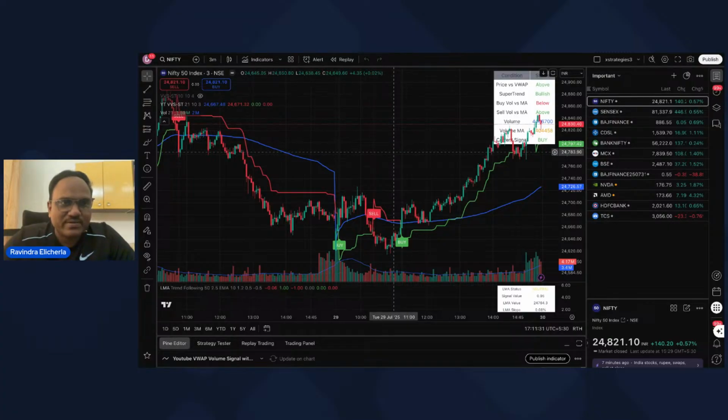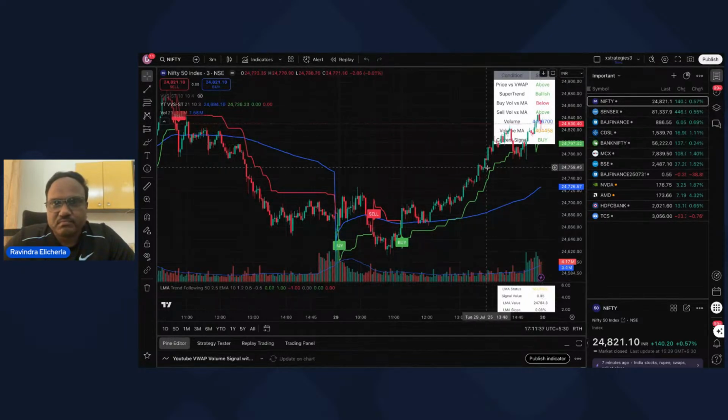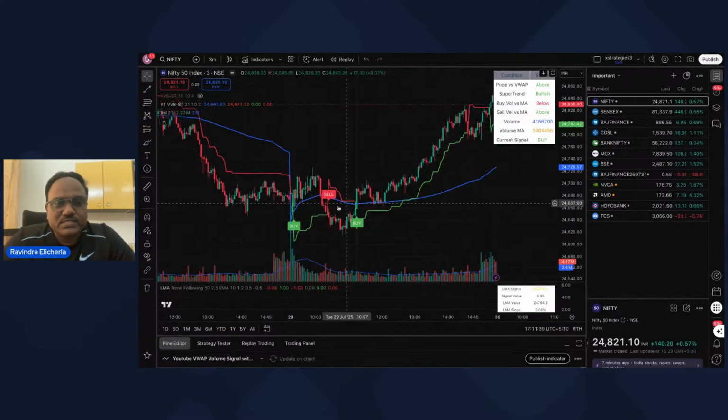In case you have any issues, post it here. All right, as I said here, it uses VWAP and then the super trend as you can see here, and then you also have the volume. As I said, for the buy condition, the price has to be above the VWAP, the super trend has to be green, and then the volume has to be higher.